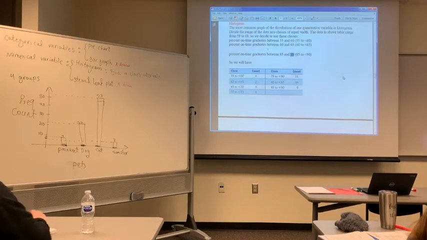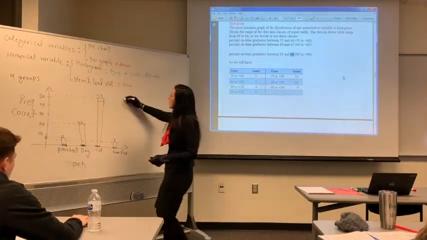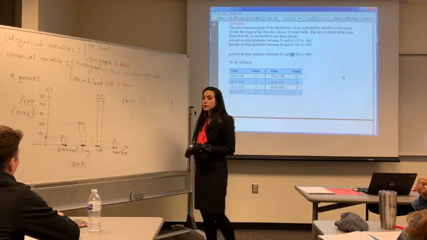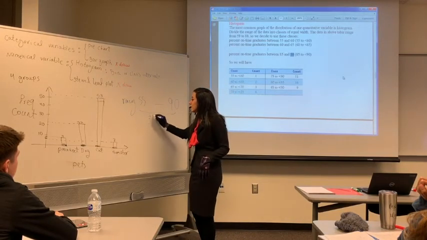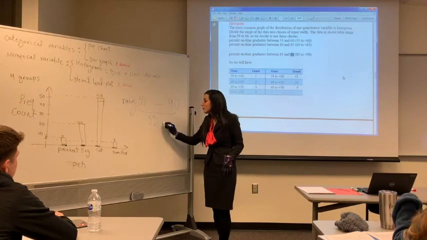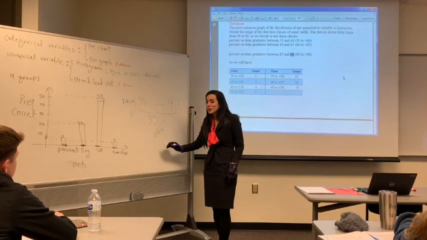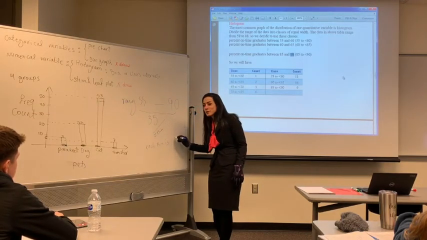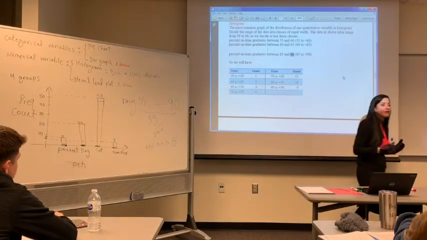Let me write down. So they started from 55, ended at 90, correct? So now our range will be from 55 to 90. Subtract, the whole distance will be 35, correct? How many bins do we have? 7 bins, correct? So now each bin is 5, correct? So now everything is perfect.